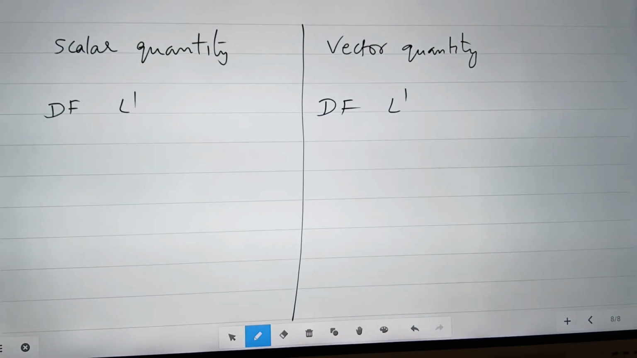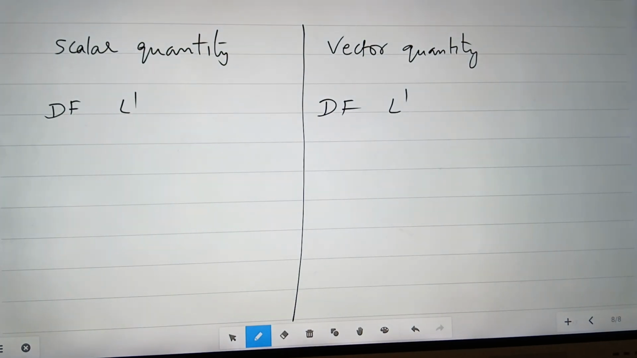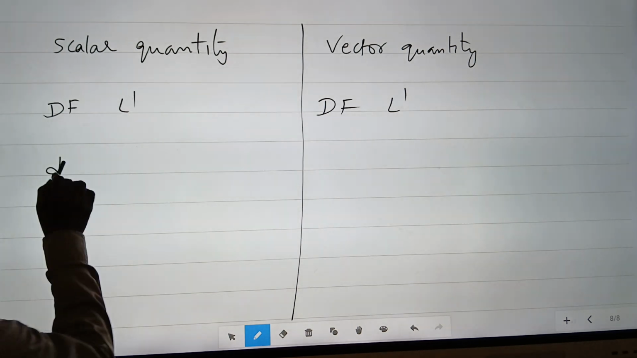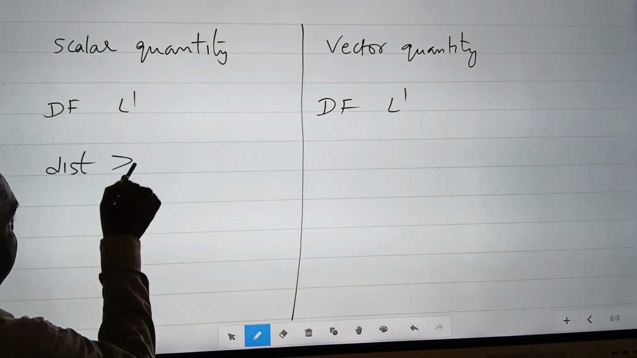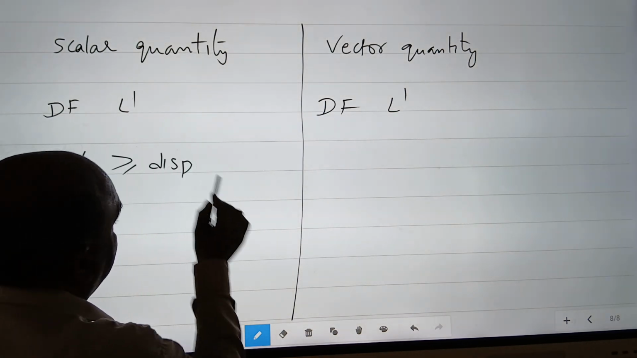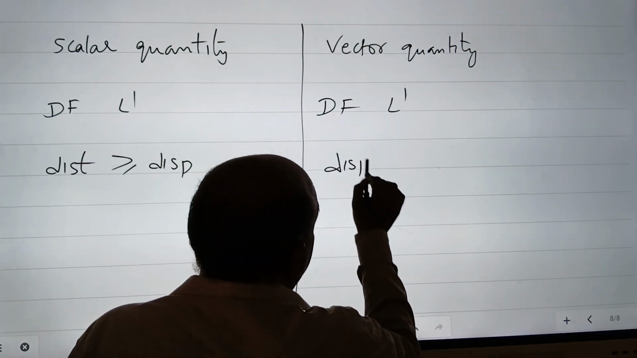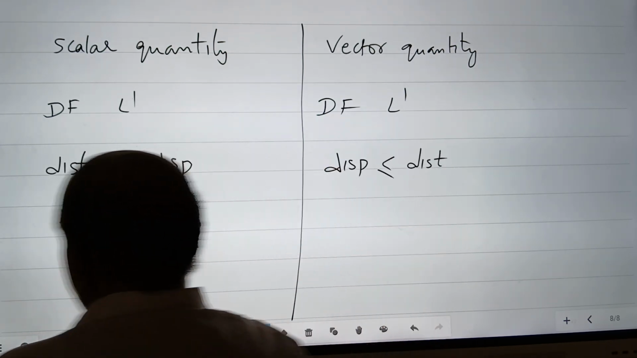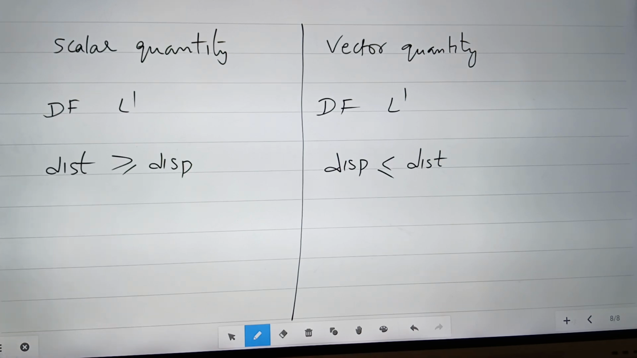Clear? This is about the distance and displacement. Now we will see some examples. If you do some examples, you will get more clarity on this. And one more, distance is always greater than or equal to displacement. Displacement is most of the times less than the distance, sometimes equal. These are the differences between distance and displacement.